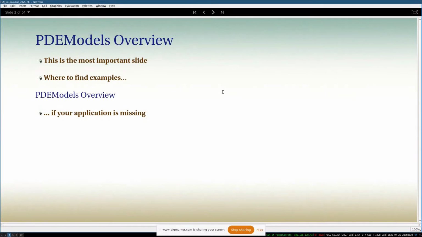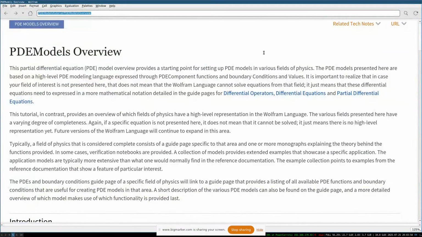So first things first, if you're new to this, this is probably the most important slide. If you want to get an overview of what type of things we can solve with our PDE models, then the PDE models overview page is good. If those are links, if you click on them, the documentation will open up. And this is the reference page for the PDE models overview.